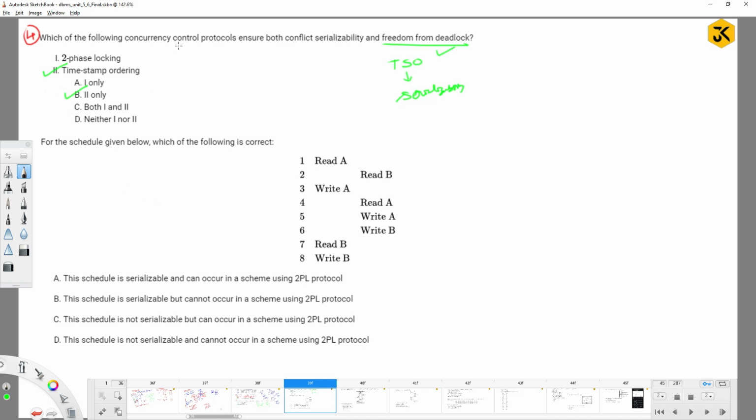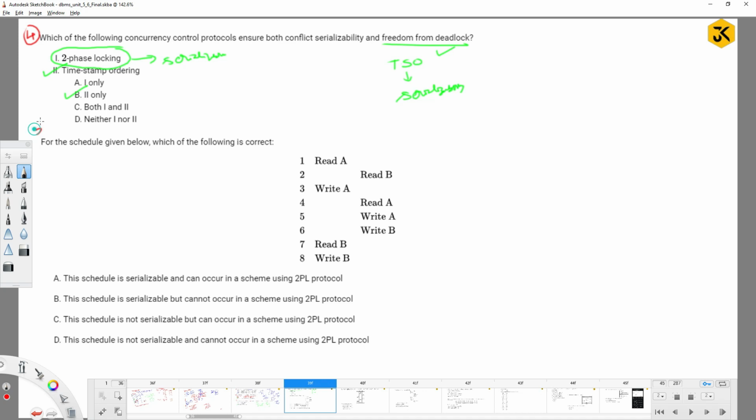But if you take conflict serializability and the two-phase locking protocol, is it going to ensure only serializability? The two-phase locking protocol is always going to ensure only serializability, but not freedom from deadlock, right? So option B is the correct answer for this.